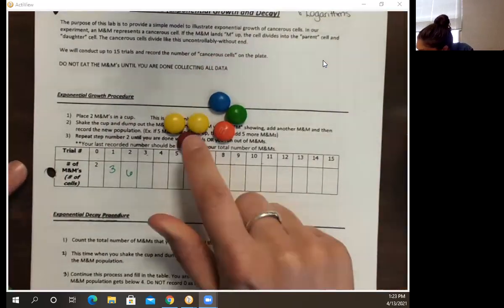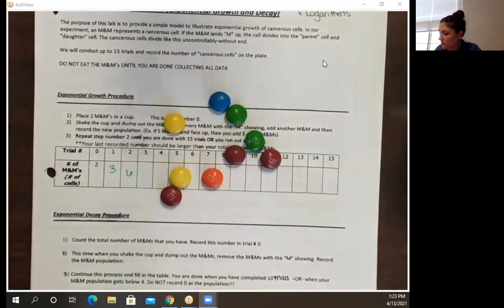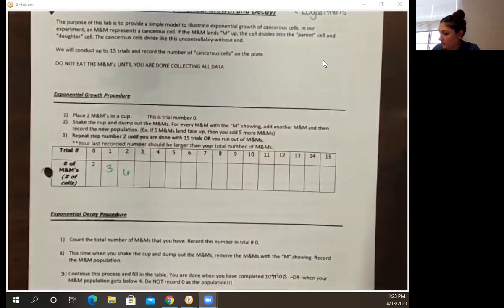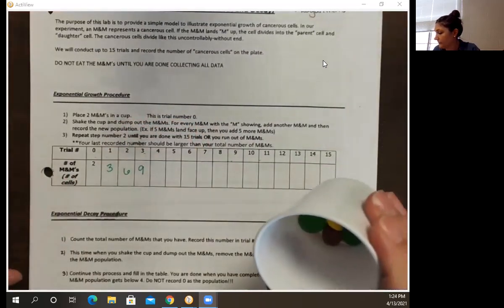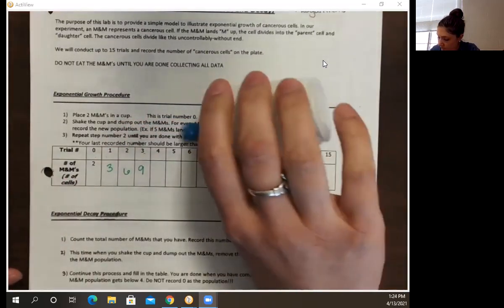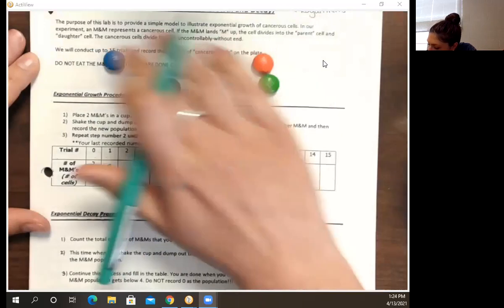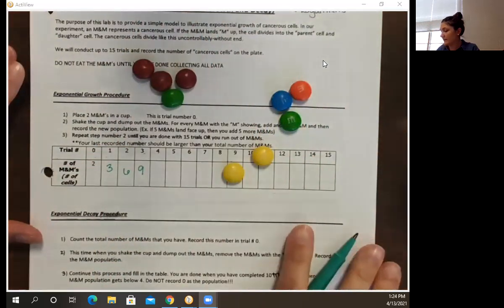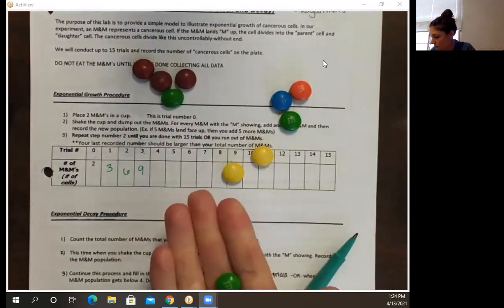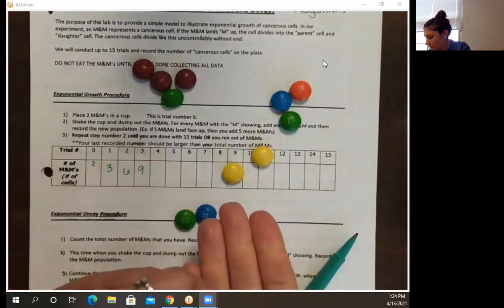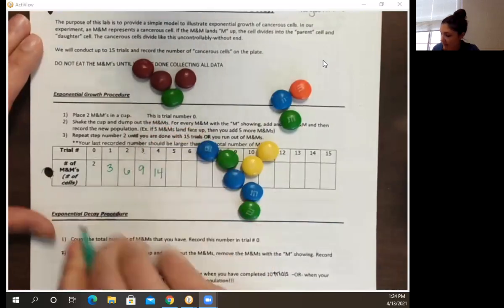I'll repeat this again. There's 1, 2, 3 M&Ms that landed M side up. So I will add 3 more M&Ms to my cup. So 6 plus 3 gives me a total of 9. Now I've got 1, 2, 3, 4, 5 M&Ms that landed M side up. So I'm going to add 5 M&Ms to my cup. That would be a total of 14. Now the total in my cup will be 14.